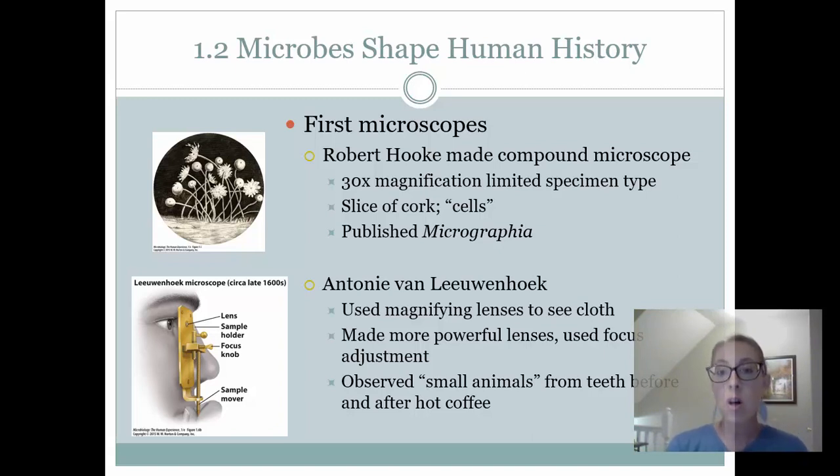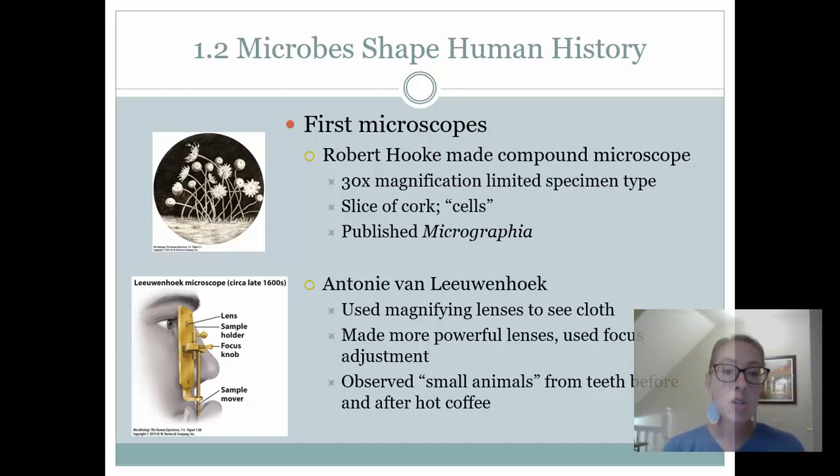So our first compound microscope was made by a scientist named Robert Hooke. The magnification power of the glass lenses that he was able to grind had a total magnification of about 30 times, which means that with that relatively small total magnification, the specimens that he was going to be looking at were eukaryotic specimens.